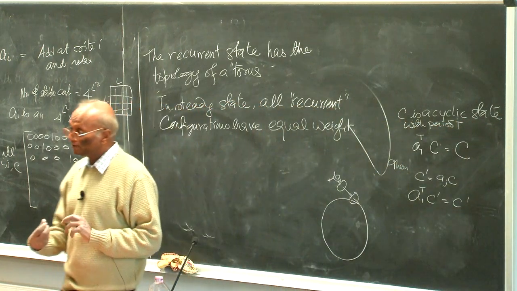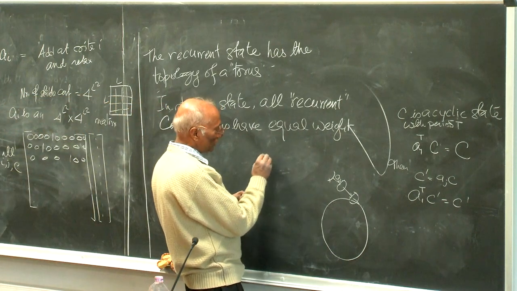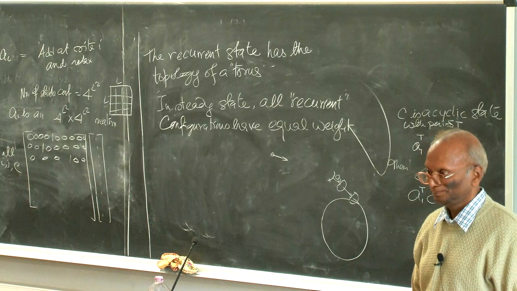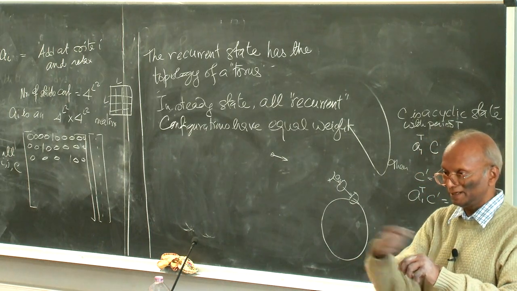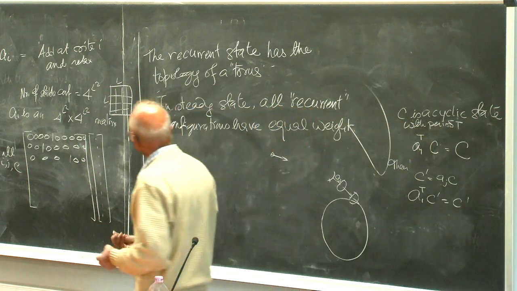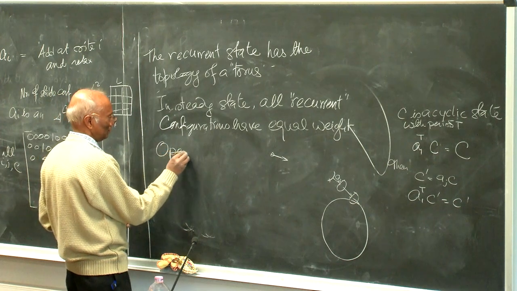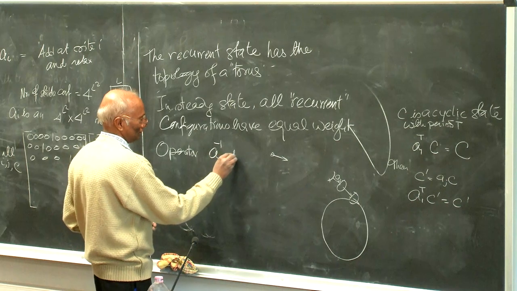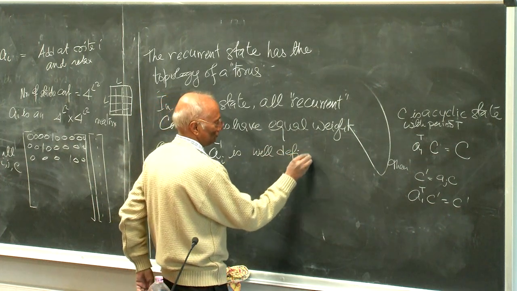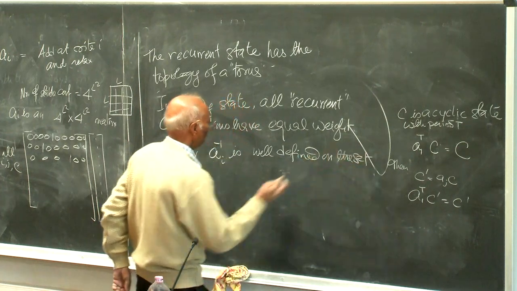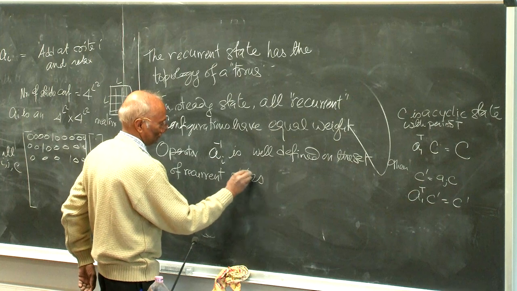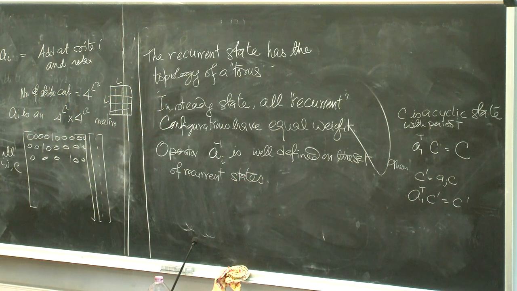Okay, but in addition, now I have the extra property that if you take any site on the torus, it has only one arrow going out and it has one arrow going in. Because we constructed it by hand, for each operator A_i, there was a cycle. So there was one arrow coming in, one arrow going out. Okay? So then you can define an A_i inverse operator, which is well defined on the set of recurrent states. So now I have a much richer structure.